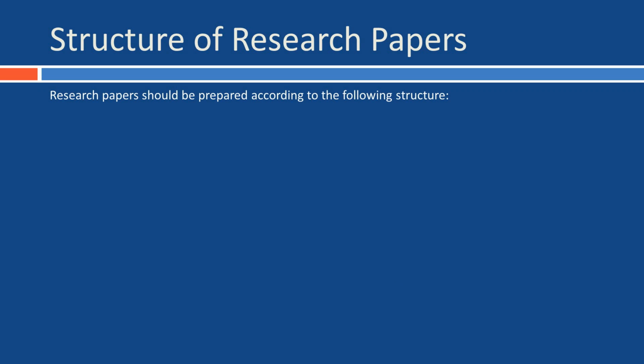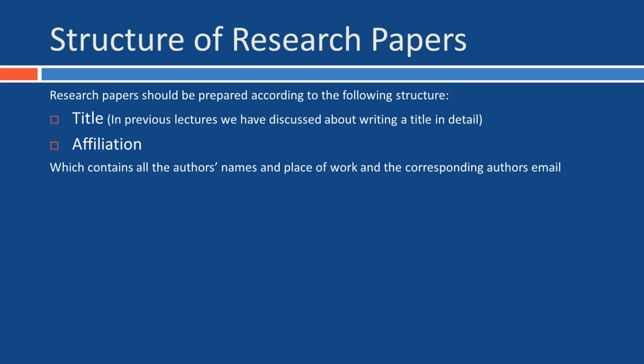So what should be the structure of a research paper? Research papers should be prepared according to the following structure. Number one is the title. In previous lectures we have discussed writing a title in detail. After the title we write the authors' names, then affiliation, place of work and the corresponding author's email. Then we write the abstract of the research paper.